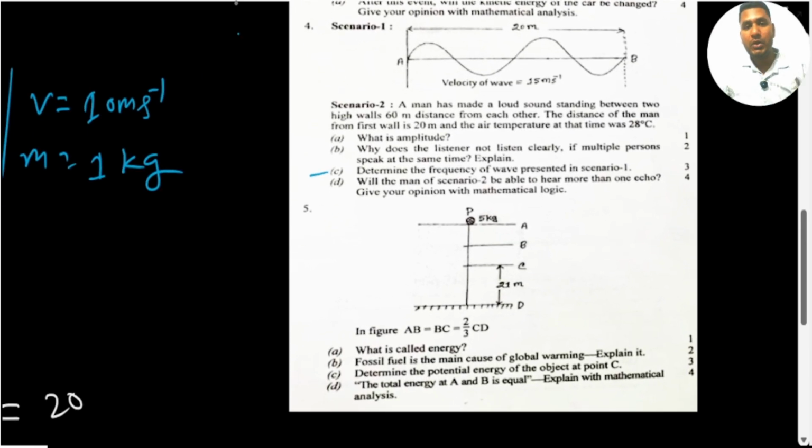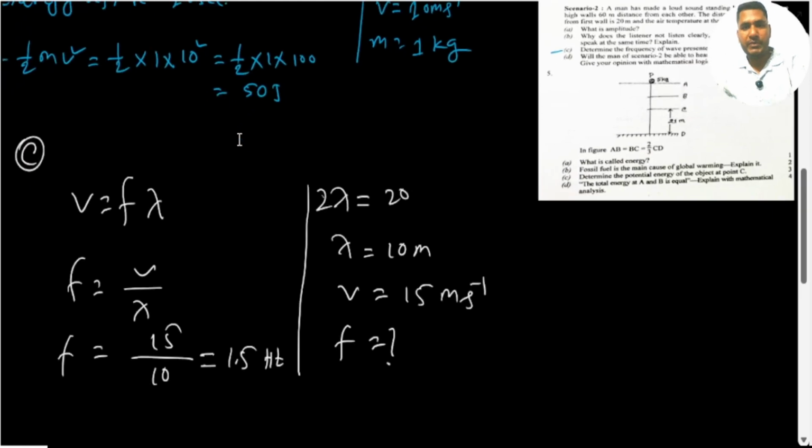Okay, D. Will the man of scenario 2 be able to hear more than one echo? That means, can he hear more than one echo or not? Okay, now we will figure it out. To solve this problem, I will draw it here with another color.